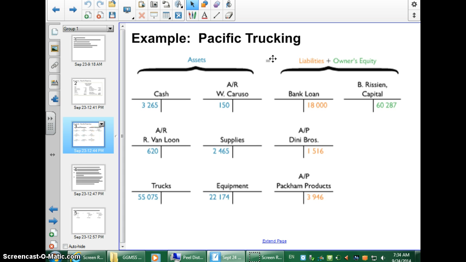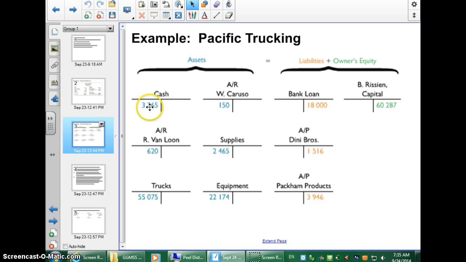In this case, like I said, the textbook also uses T accounts, and I will focus on using T accounts as well. So all the accounts that you saw in the balance sheet here are now converted to T accounts. And so we have a T account for cash, a T account for accounts receivable, W. Caruso, Van Loon, a T account for supplies, a T account for trucks, and a T account for equipment.